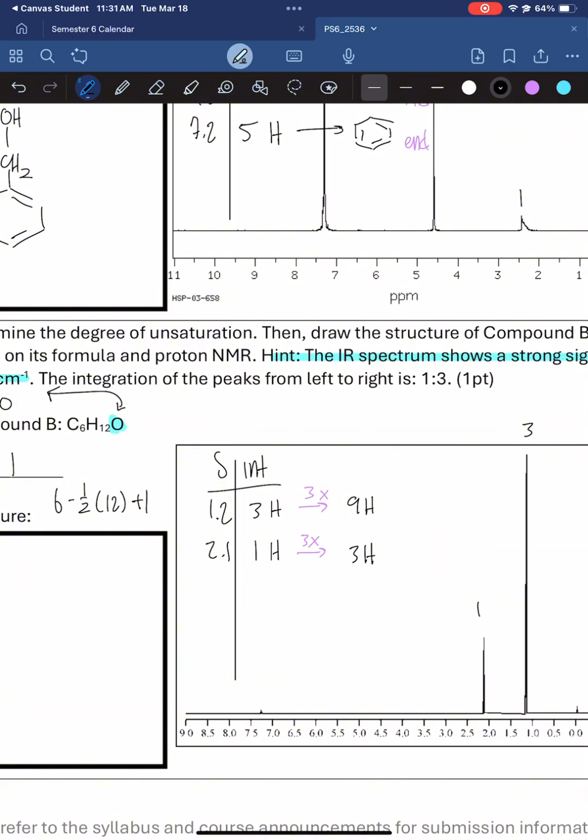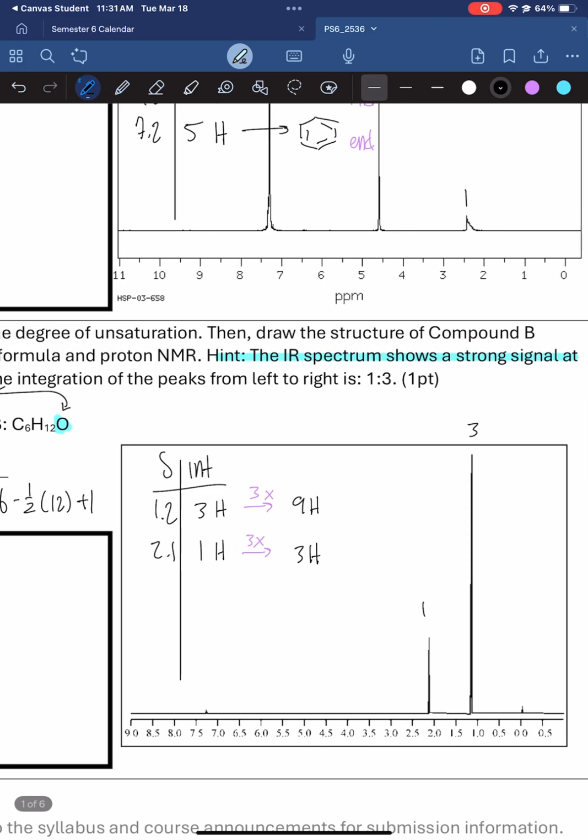Whenever we see an integration of 9 hydrogens, that should immediately jump out to you that we have this group right here, this tert-butyl group. And for the 3 hydrogens, that should immediately jump out to you that that is going to be a methyl group. All right, so now let's label these as end pieces or mid pieces, and both of these are going to be end pieces.